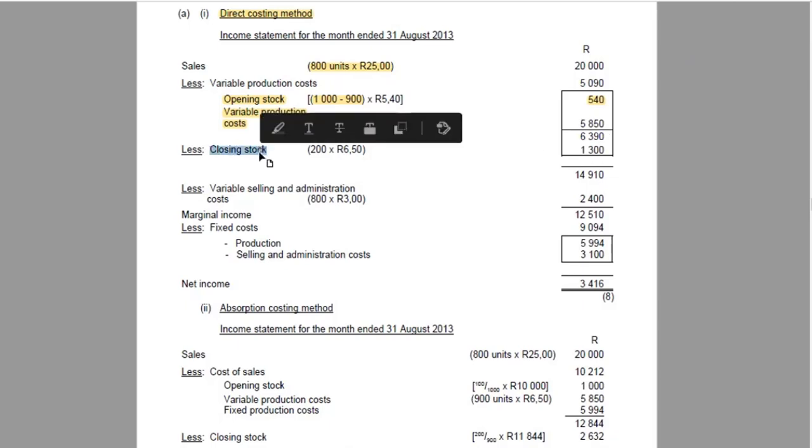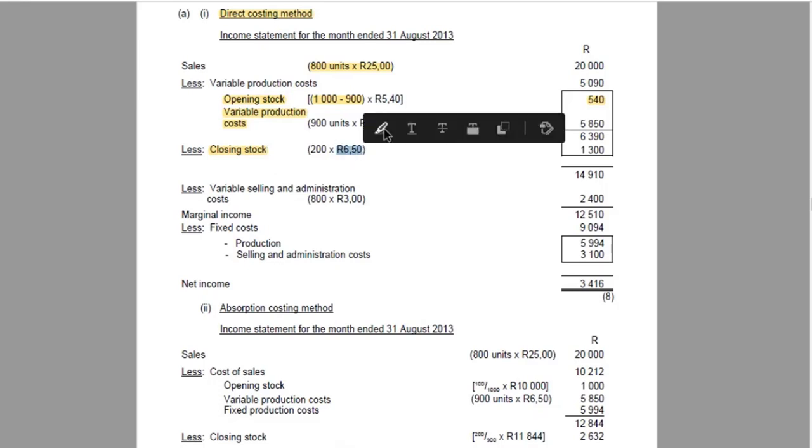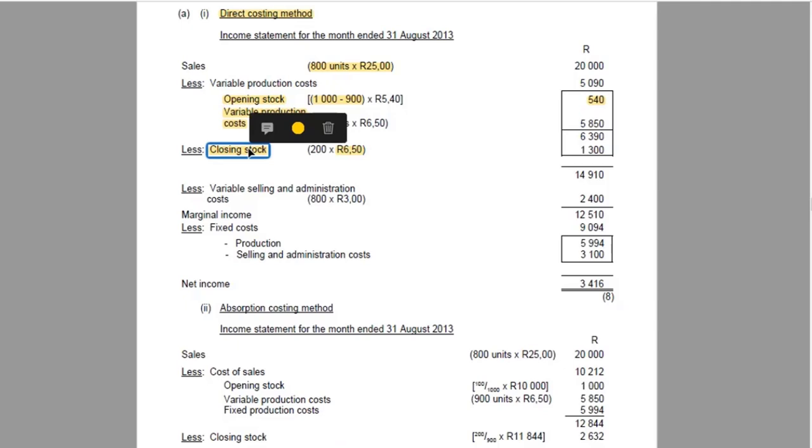Now, because it's first in, first out, you don't need to apportion. Because remember, under weighted average, you had to apportion because you're weighting the cost. But under first in, first out, we use the last cost that you're working with, which is the current period's cost. Right, so before we go there, less closing stock, you start again.